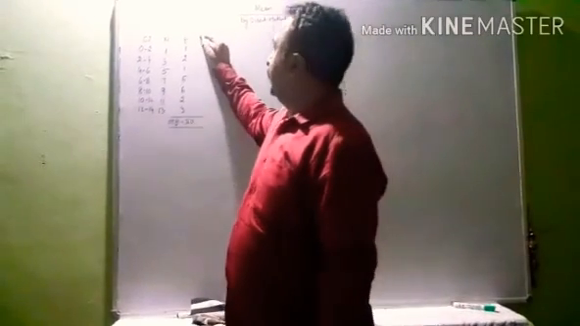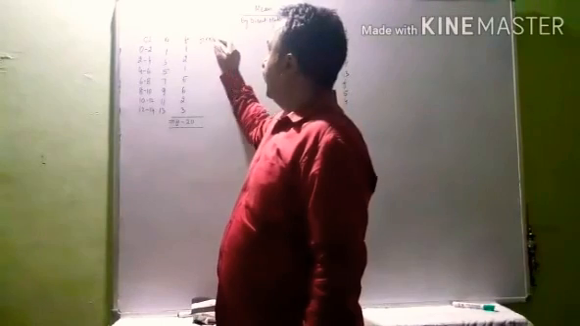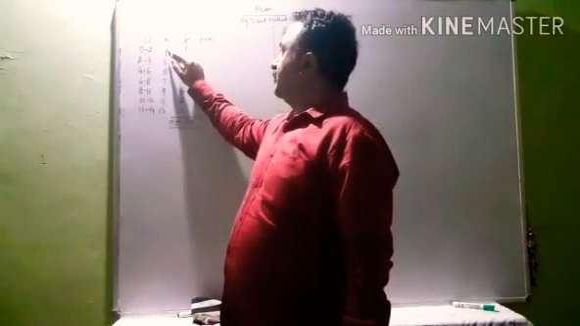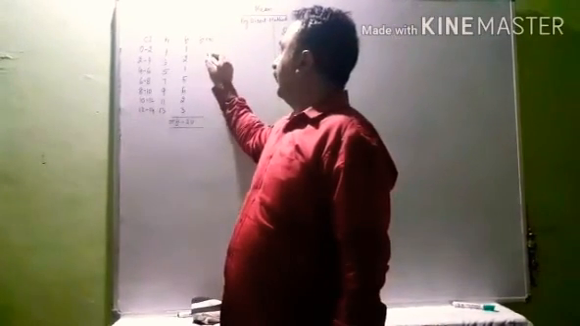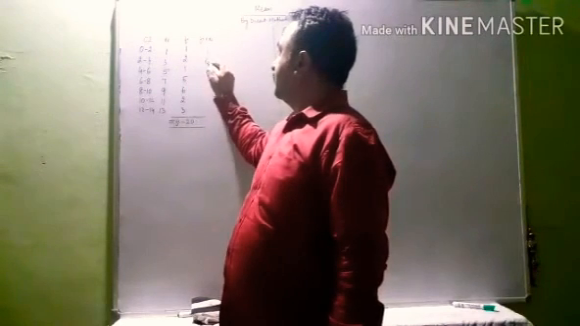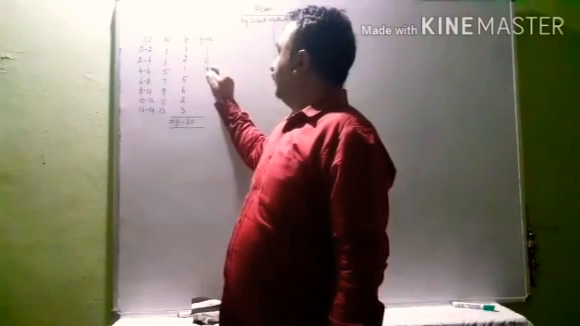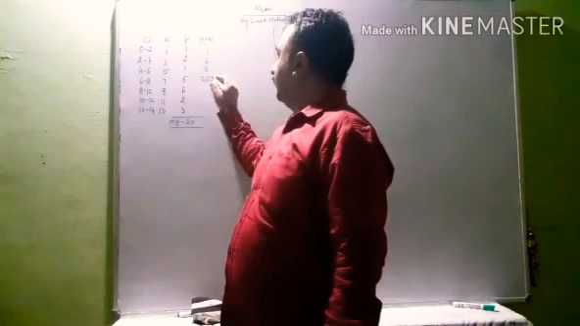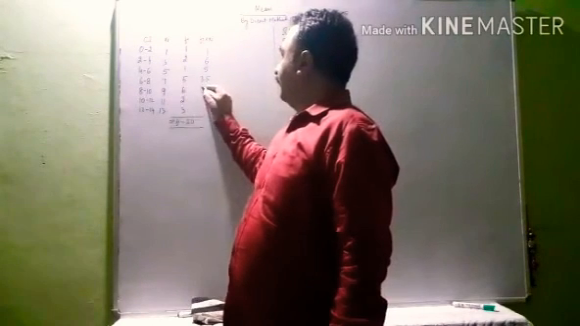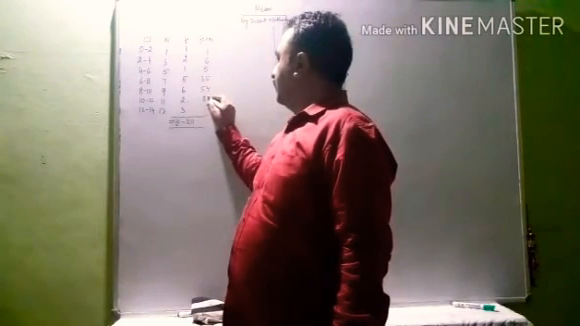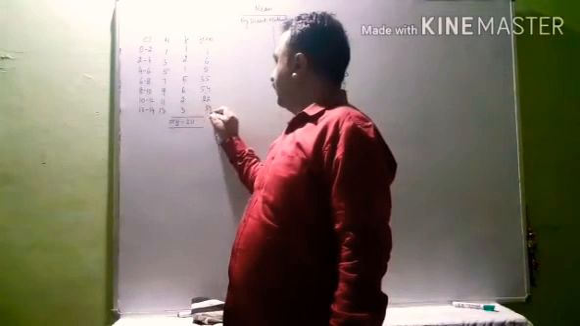Now find out the total fi into xi. So multiply the corresponding terms, 1 into 1, 1, 3 into 2, 6, 5 into 1, 5, 7 5s are 35, 9 6s are 54, 11 2s are 22, 13 3s are 39.